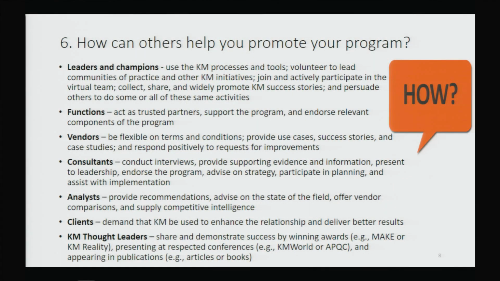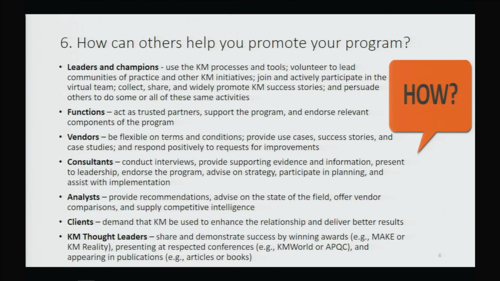So how can you get other people to help you, and what do you want them to do? Let's start with the leaders and champions. These are the people who probably have the most direct involvement in the early going. And you want your people that are leading knowledge management, as I mentioned, to lead by example. If you have a leader of knowledge management who doesn't actually do knowledge management, that'll put you at a disadvantage. But we've probably seen that situation.